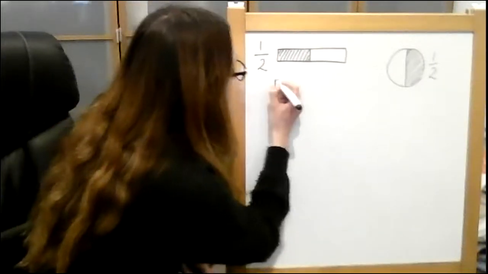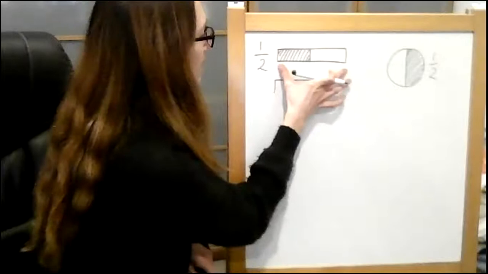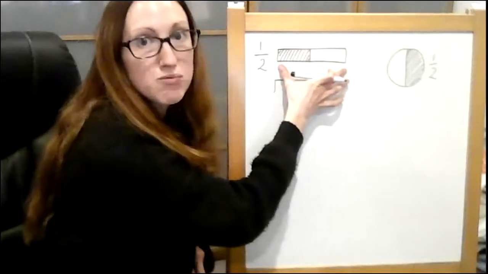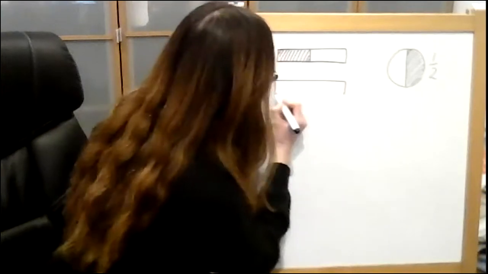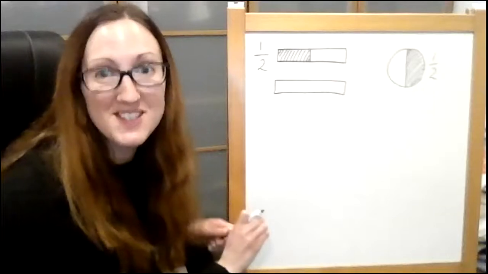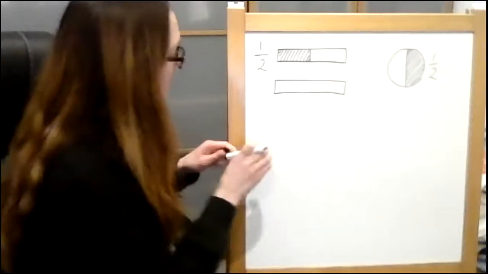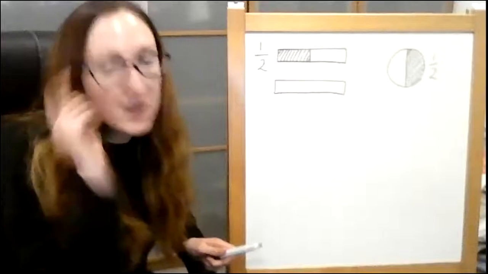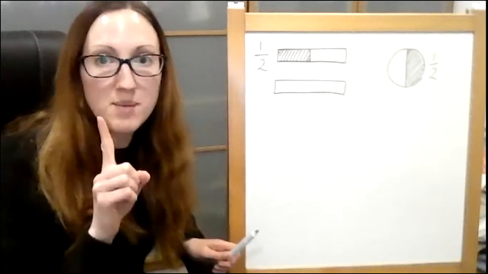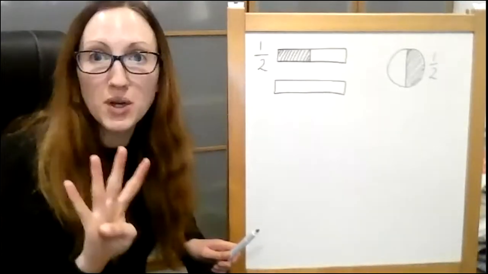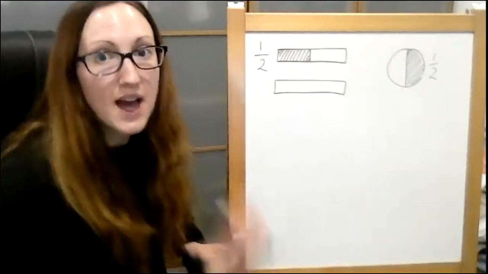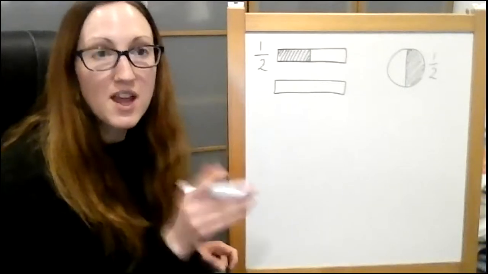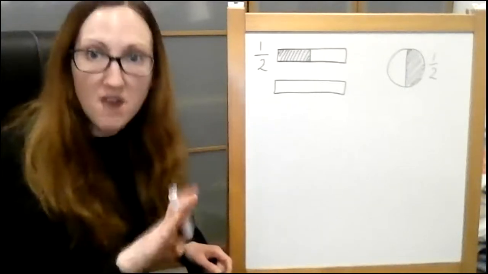So we start by drawing out our whole bar. Notice I'm keeping it equal to this bar here. That's really important, that my whole doesn't change size. Of course, if you have a ruler, you can be really neat and accurate with this and draw them out carefully. So I know that 1/4 means one piece out of 4. So I know that I need to divide my bar into 4 equal pieces. And I can use my knowledge as well that a quarter is a half of a half.